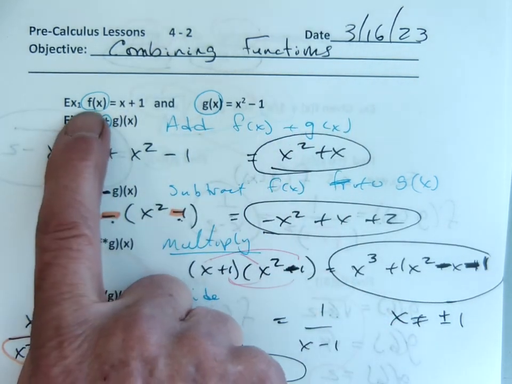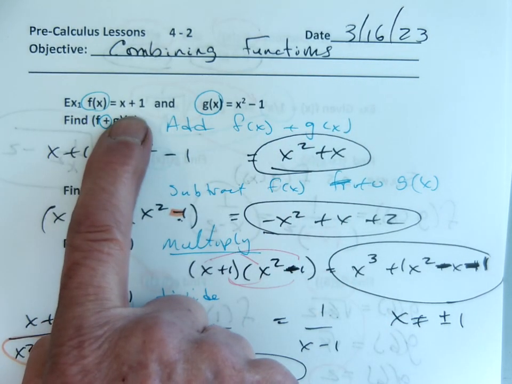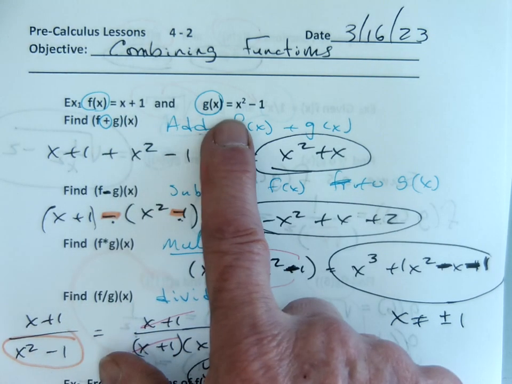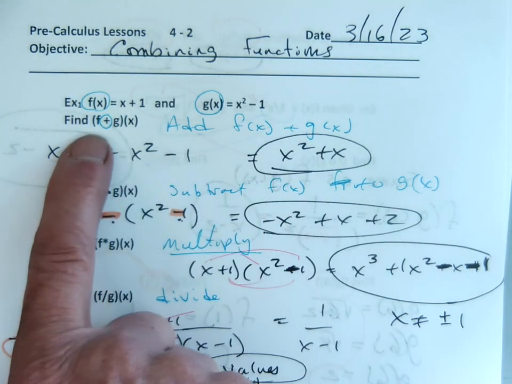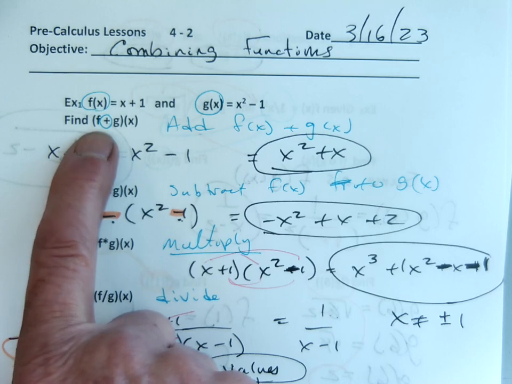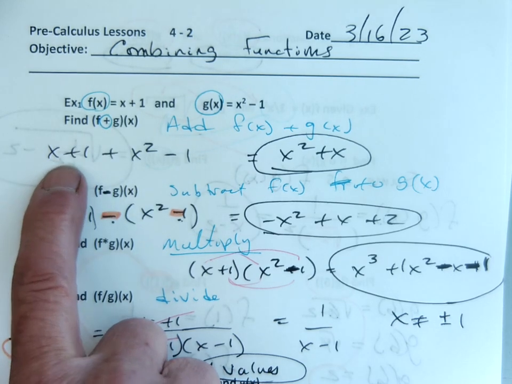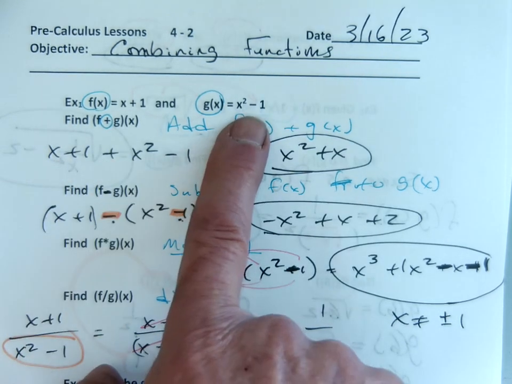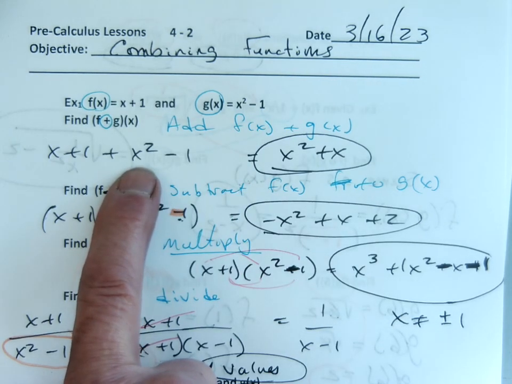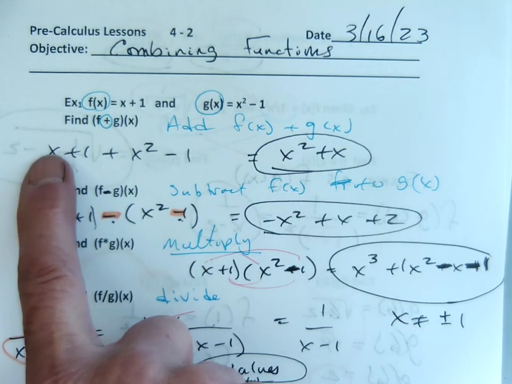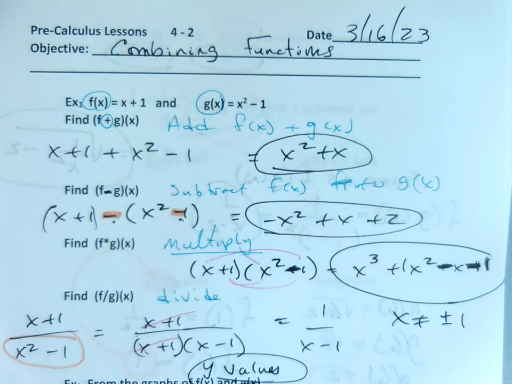So I've got a function, f of x equals x plus 1, and a function, g of x equals x squared minus 1. This basically says to add those functions. So I'm going to add x plus 1 plus x squared minus 1. I just combine it, I get an x squared plus an x, and then these cancel, okay?